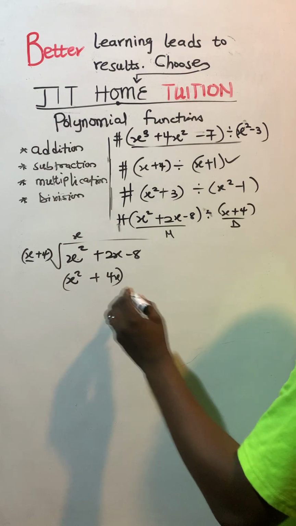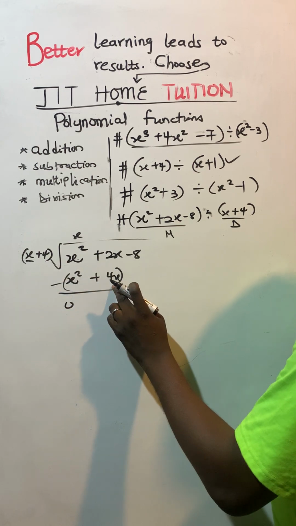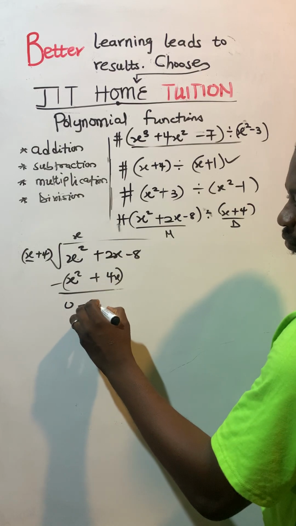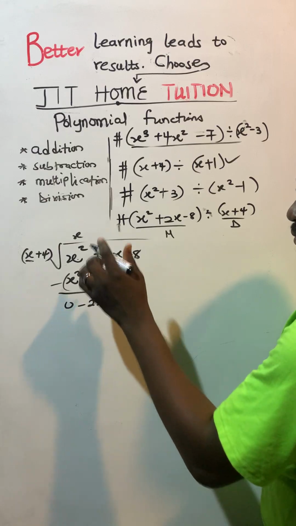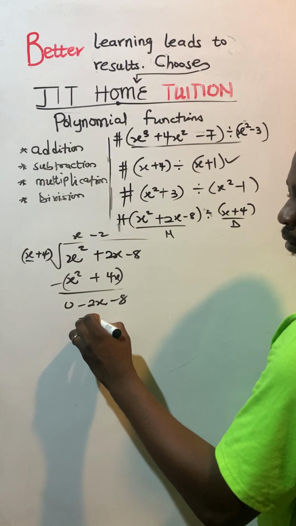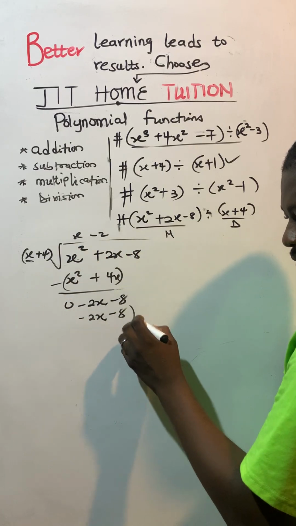All right, you subtract, so here we get 0, and this one will subtract, so that will give you negative 4x plus this, so you have negative 2x, and you have negative 8. This one comes here: negative 2 times this is negative 2x, negative 2 times this is negative 8.